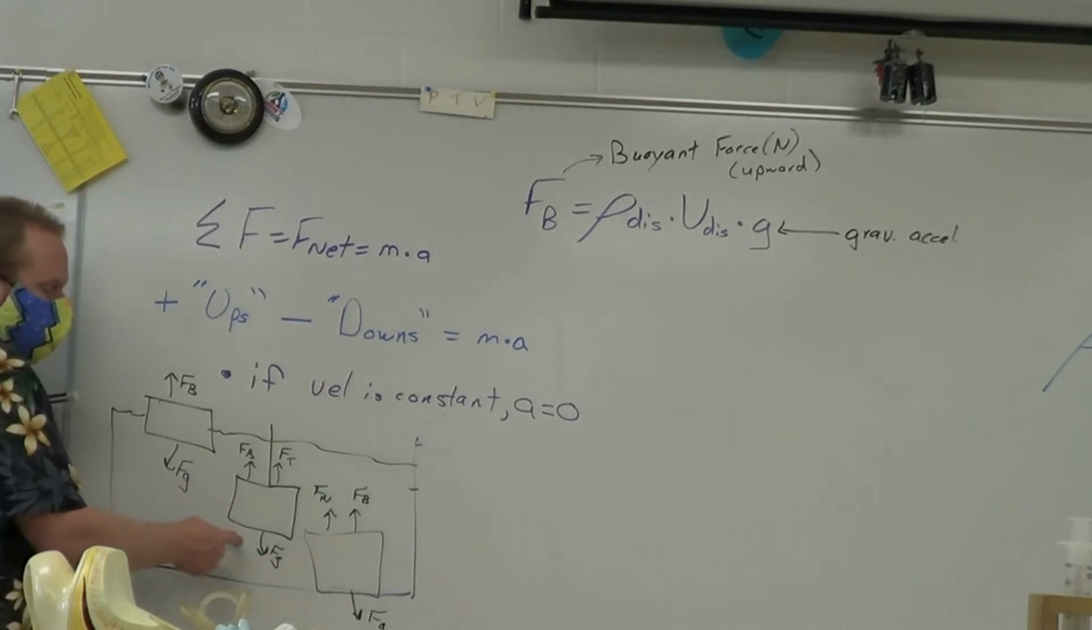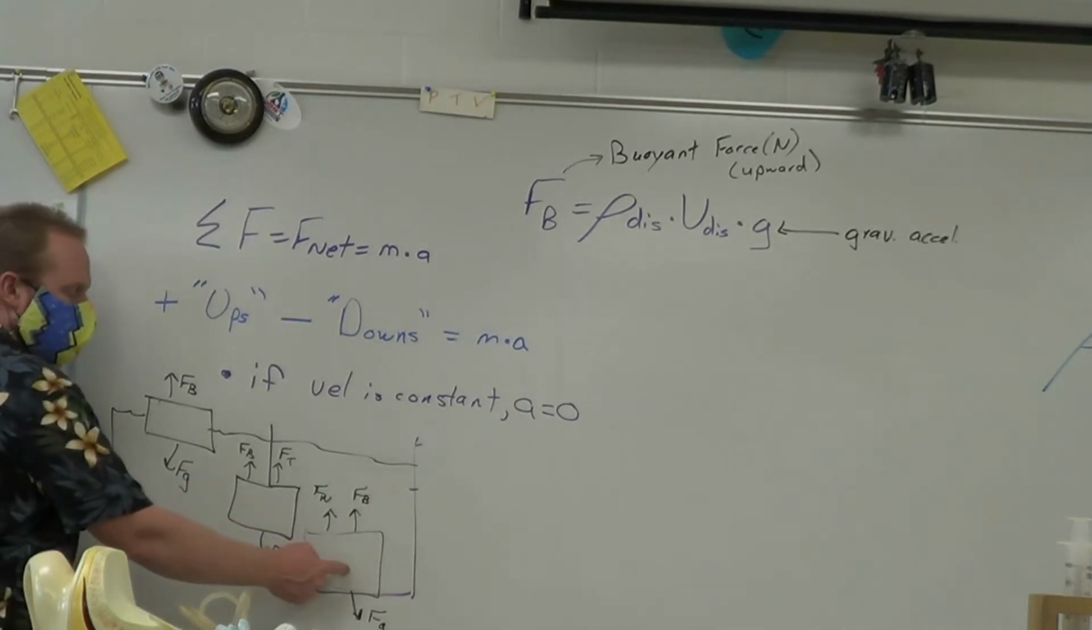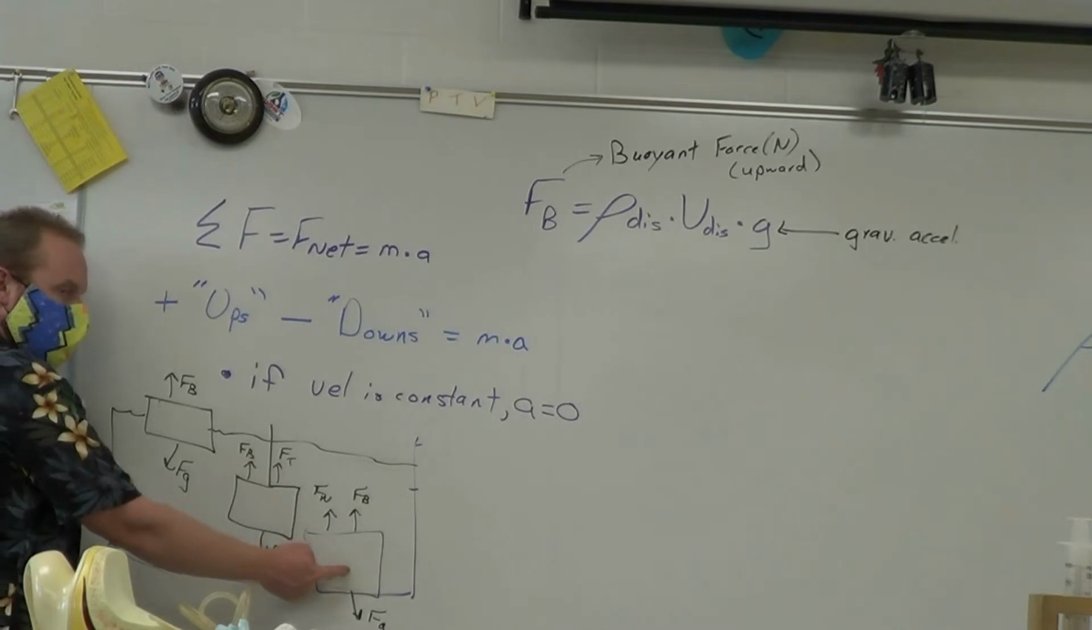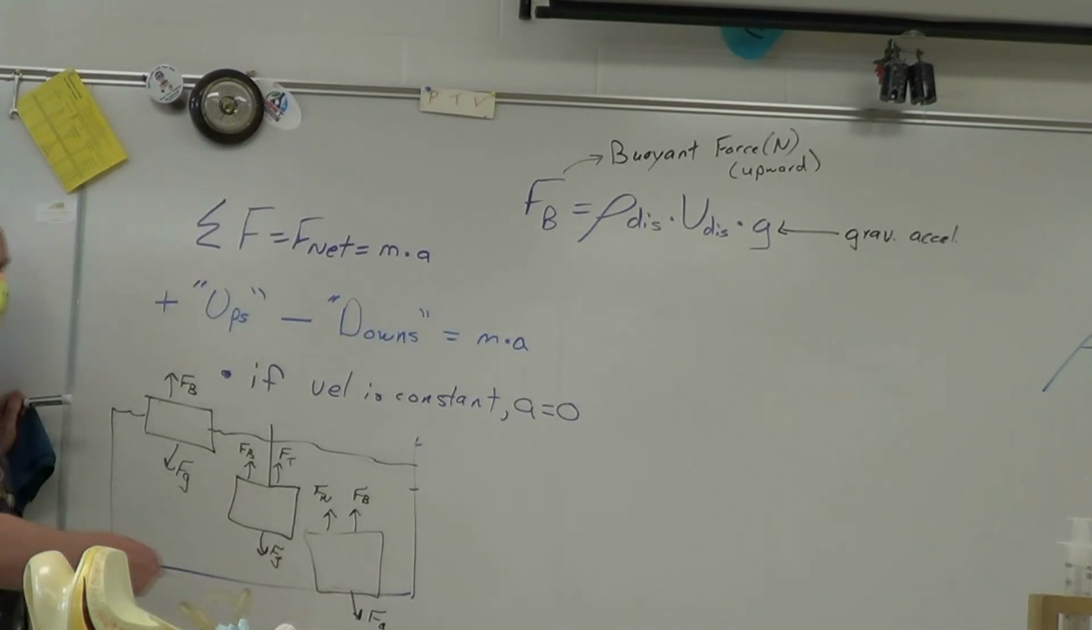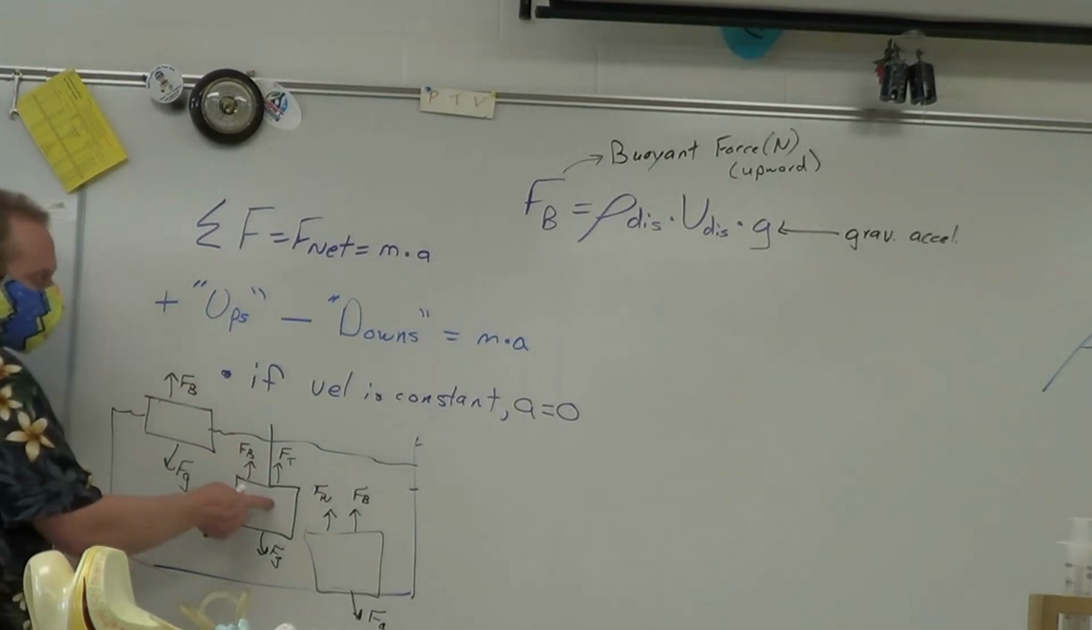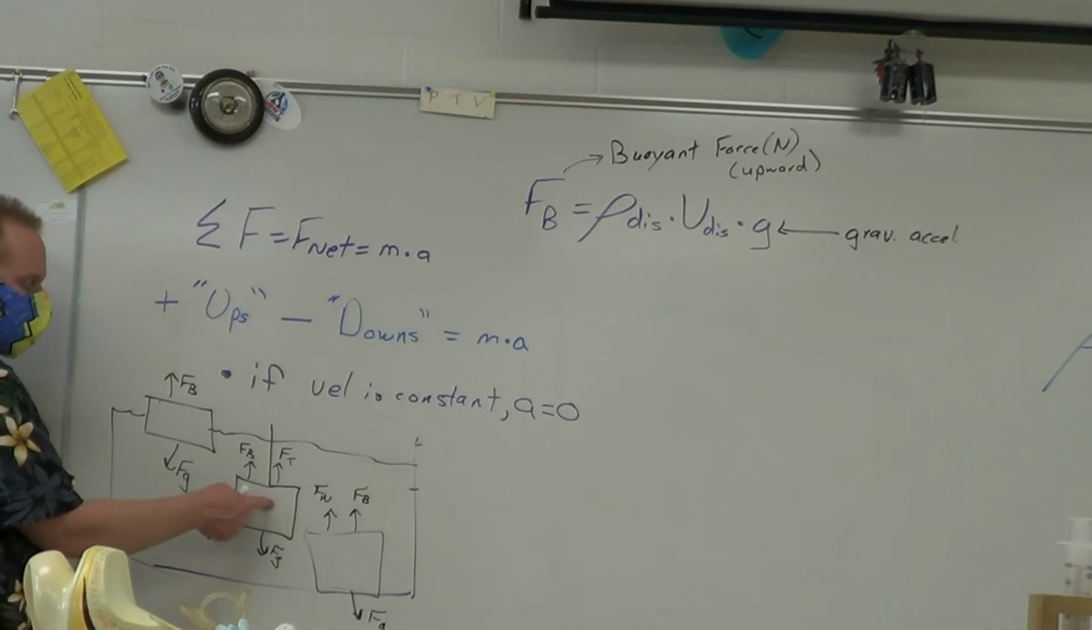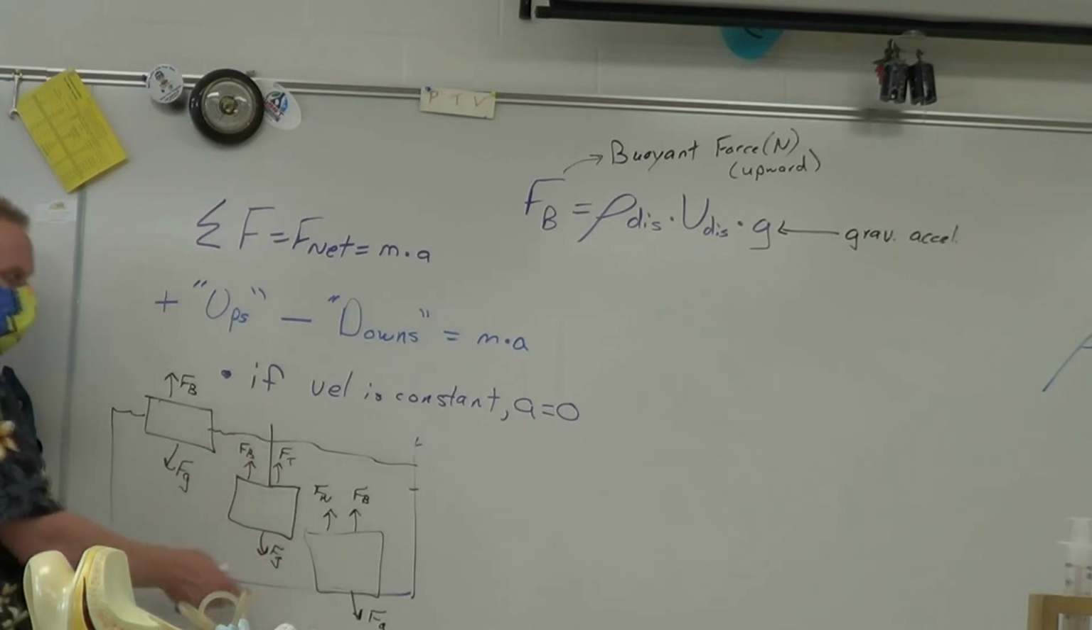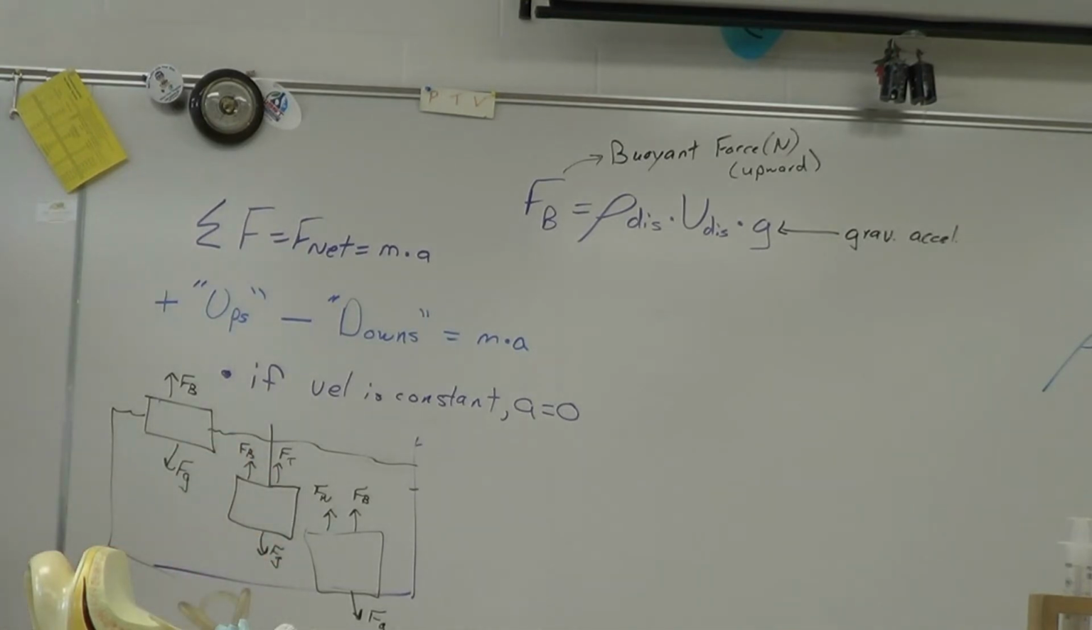If this thing is being held in place, well, let's go over here. If a rock is sitting on the bottom of the lake, what's true about the velocity of that rock? Constant or changing? Which means my acceleration is zero. What if that rock has a rope tied around it and you're holding it somewhere between the surface and the bottom? What's true about the velocity of that rock? Constant. Acceleration is zero.